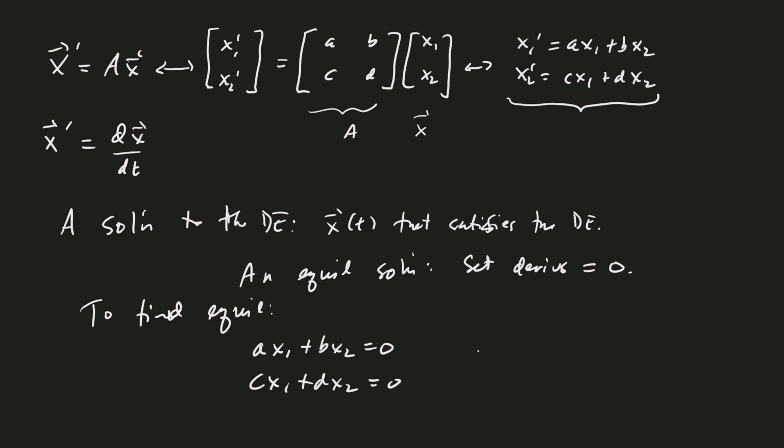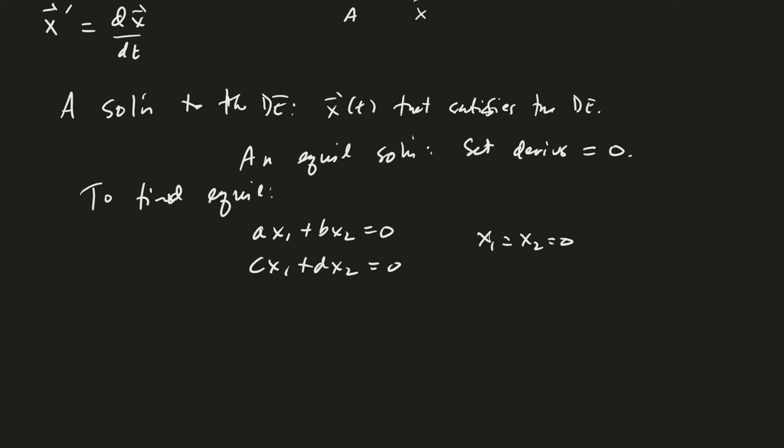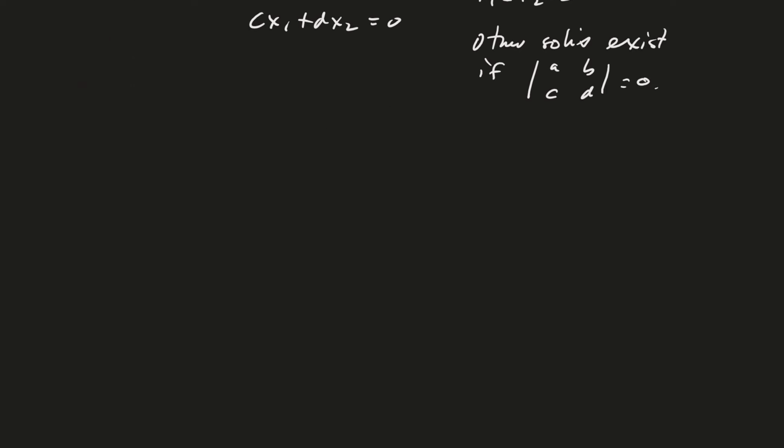And so, of course, x1 equals x2 equals 0 is always a solution. So the origin is always an equilibrium solution. So the question is, are there other solutions? And the way to tell from Cramer's rule, other solutions exist if the determinant of a, b, c, d equals 0, right? Because that means that the two equations are actually the same line. Good. So let's try a specific equation now.